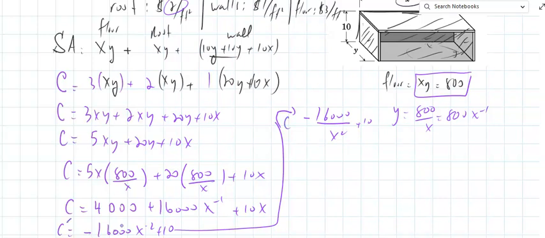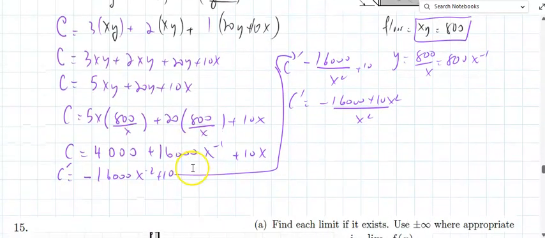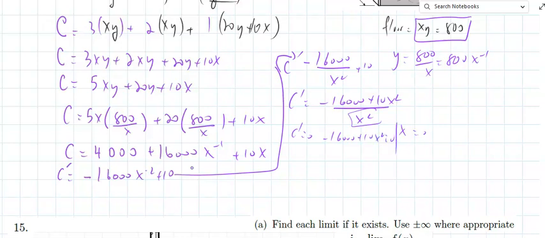I lied. That's the change in cost, yeah? That is negative 16,000 plus 10x squared divided by x squared. Again, where does the derivative equal 0? Where does it not exist? It does not exist if x equals 0. Well, don't make it. That doesn't cost you anything. And c prime equals 0 when negative 16,000 plus 10x squared equals 0. So that is when x squared equals 1600, x equals 40.